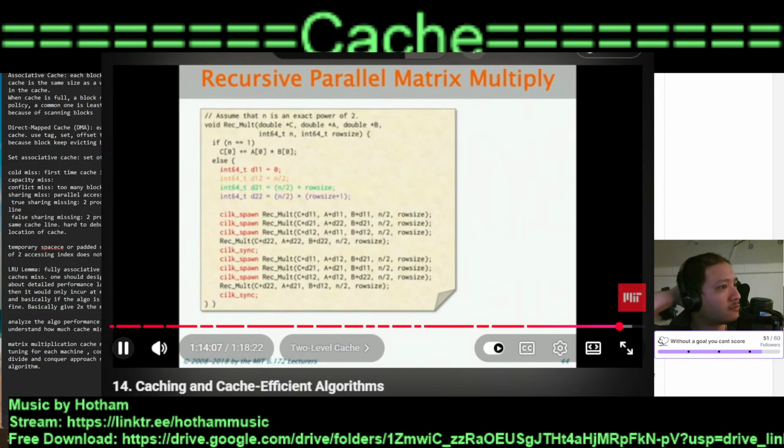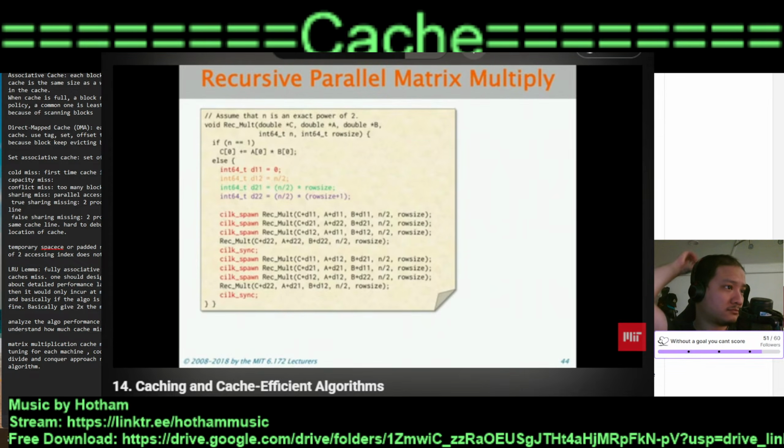So this is the recursive parallel matrix multiply code that we saw before. And notice that we're executing 4 subcalls in parallel, doing a sync, and then doing 4 more subcalls in parallel. So let's try to analyze the number of cache misses in this parallel code.